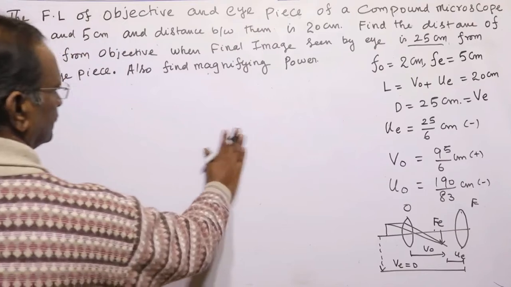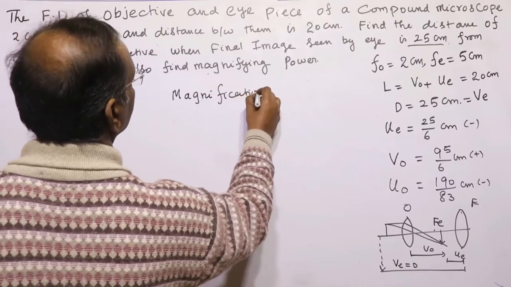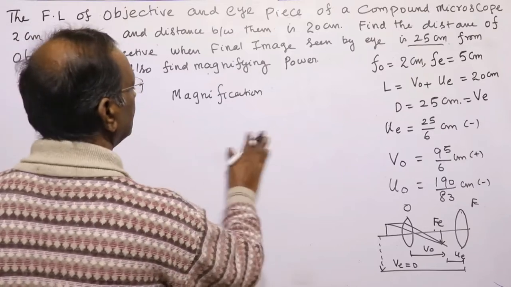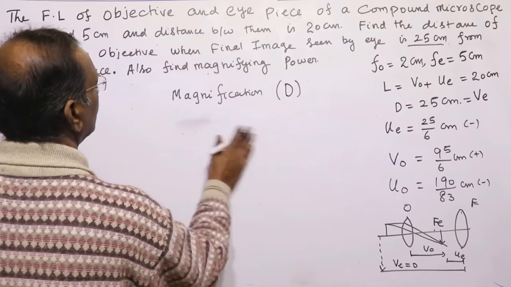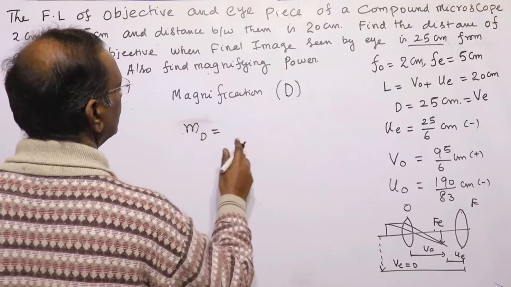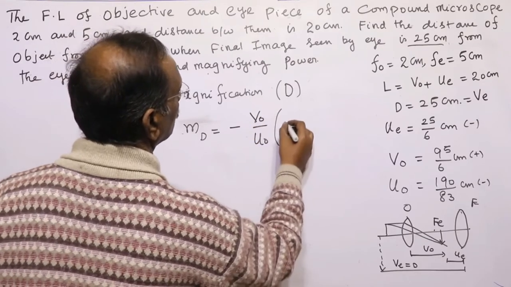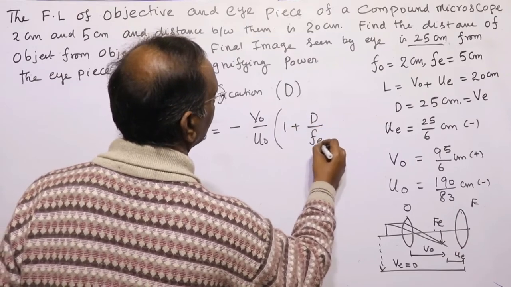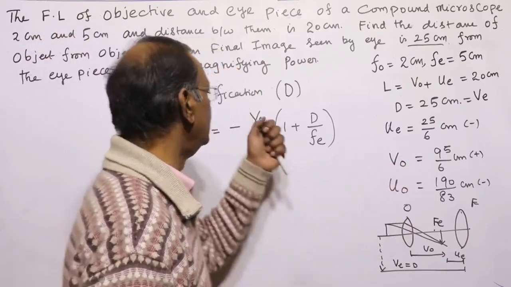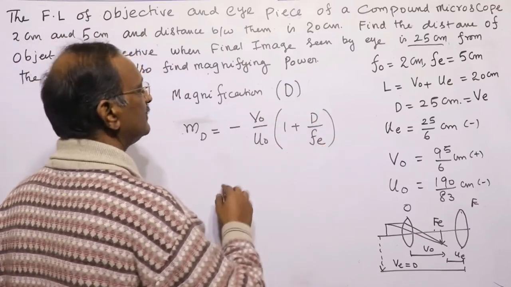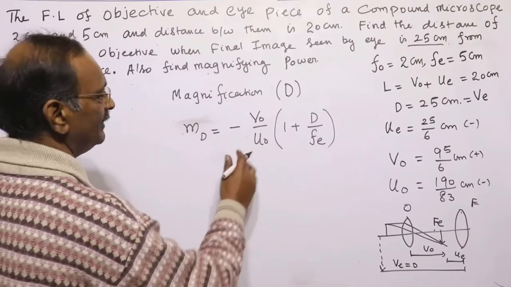So therefore we have to find out now the magnification. Magnification of the compound microscope when the image is formed at the least distance of distinct vision is equal to minus V naught by U naught into 1 plus D by F E. Here we need not put the sign, V naught is plus, U naught is minus, we need not put the sign convention, because this formula is already derived by putting the sign convention. So we will put only the numerical value, not with the sign.